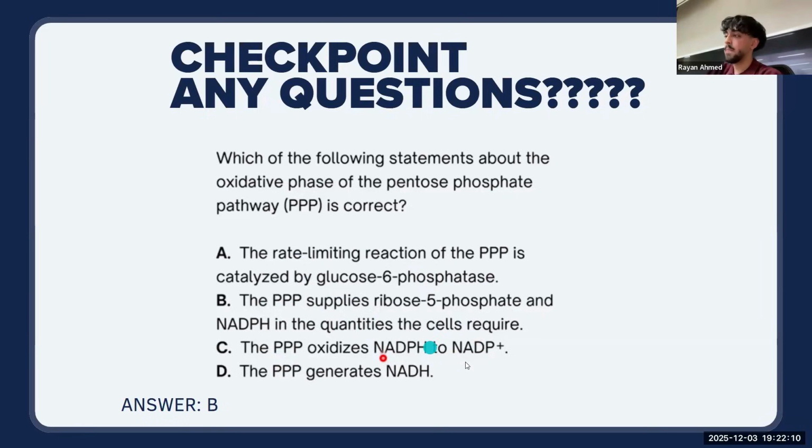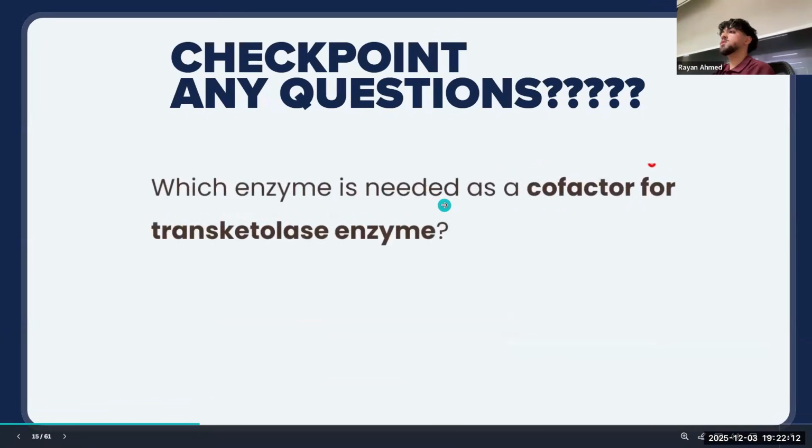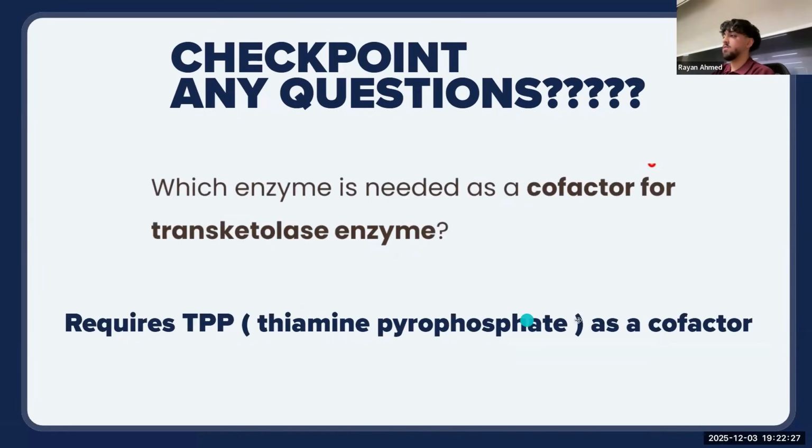Okay, let's move on. Another question for you guys: which enzyme is needed as a cofactor for the transketolase enzyme? Thiamine, yes, it is. It requires TPP, thiamine pyrophosphate, as a cofactor. Amazing. Okay, let's move on.